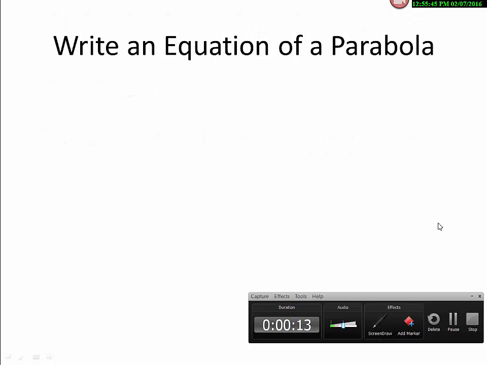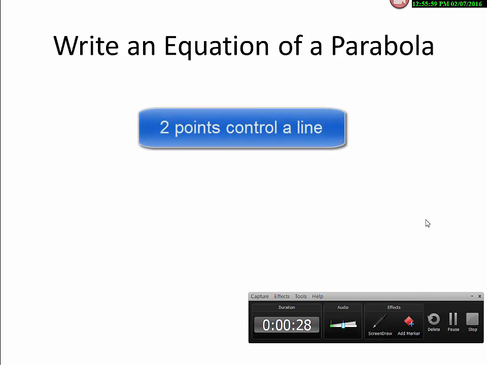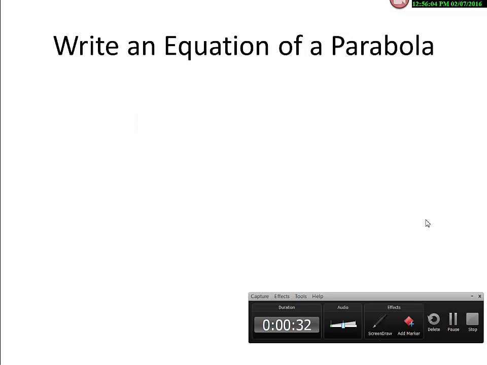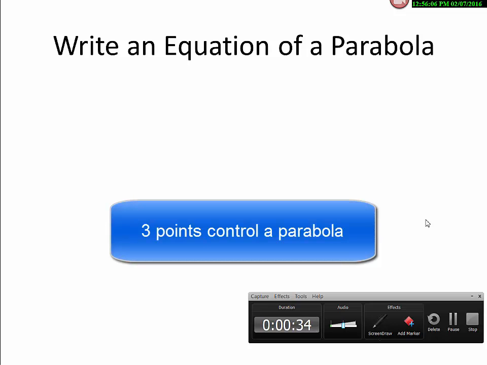Before we start doing that, we have to learn the concept of writing an equation of a parabola based on 3 points. If you still remember, when we try to construct a line, we need 2 points. But when we try to construct a parabola, we need at least 3 points. So 3 points control a parabola.